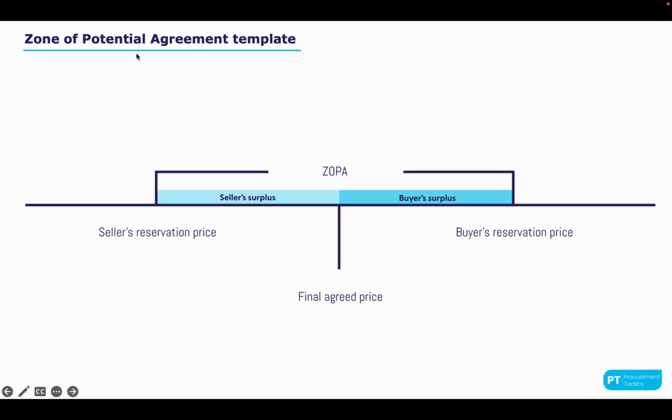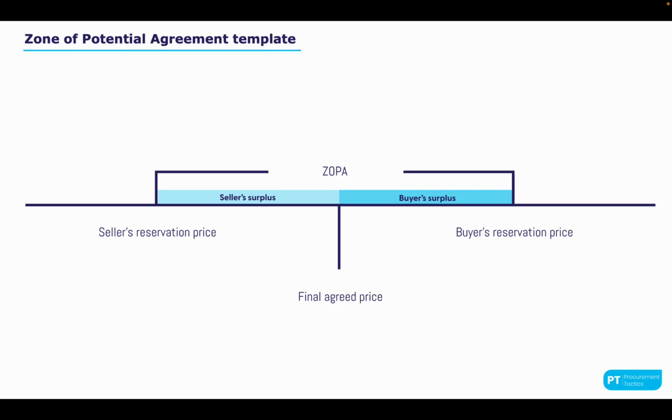Zone of potential agreement. When you're new to dealing, it's always interesting to learn about the zone of potential agreement. If the highest price the buyer is willing to pay is greater than the lowest price the seller can accept, then the agreement is possible. Otherwise, no agreement will be possible, of course. The range in the middle between these 2 reservation prices is referred to as ZOPA, Zone of Potential Agreement.